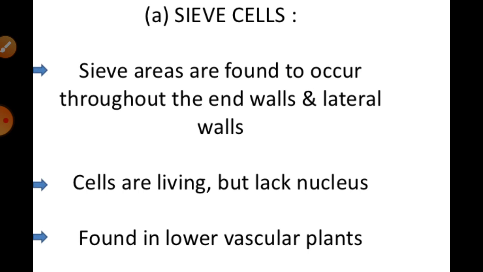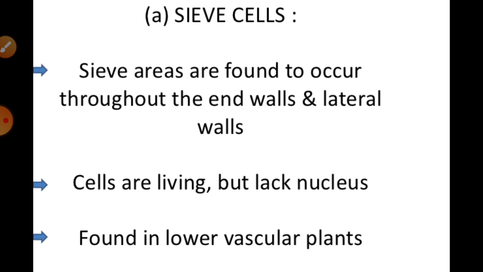Evenly we can talk about how these sieve tubes have a unique structure: they are without a nucleus, but they are living. Its speciality is that it is without a nucleus but it is living, and the nucleus of the companion cells controls the cellular functions. Means the companion cell's nucleus can control its functions.